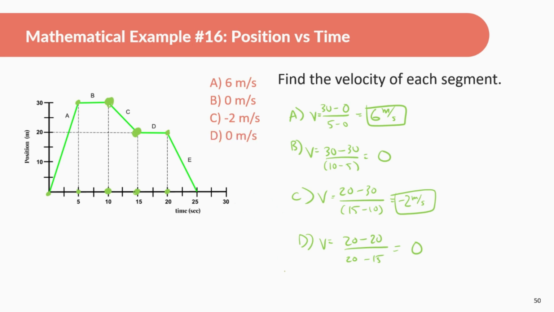And the last one, E. So velocity is equal to the final position. E ends all the way over here, which is at position 0, minus where it started, which is up here, which is 20. And it starts at 20 seconds and ends at 25 seconds. So negative 20 divided by 5, we get negative 4 meters per second.